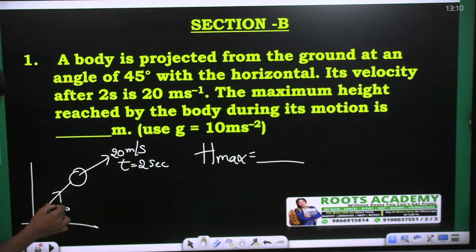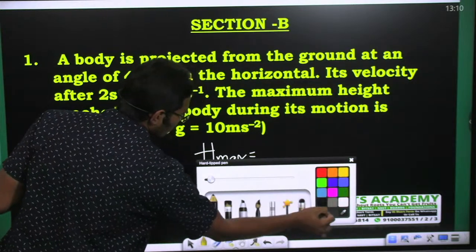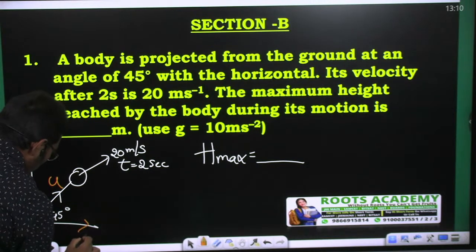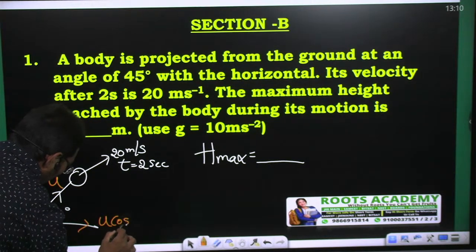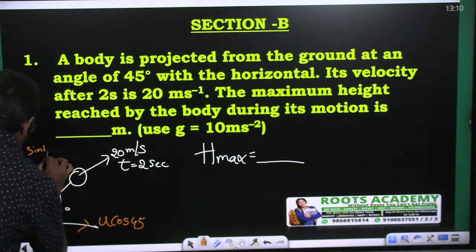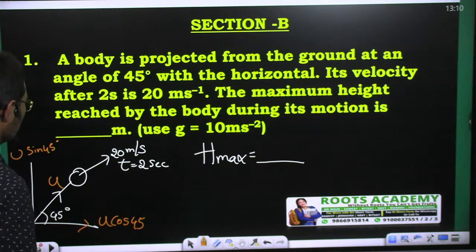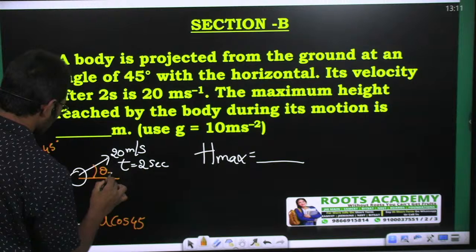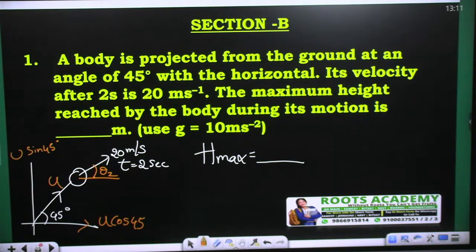So let us consider it as u cos 45, u sin 45. So here the angle will be something, not 45. Okay, don't assume that it will be 45. So how do you solve this? Come on, people watching online.